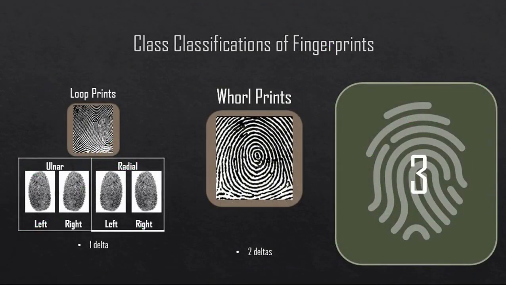Second are whorl fingerprints. These are the second most common type of fingerprints. Whorl fingerprints typically look like this. There are four different types of whorl patterns.